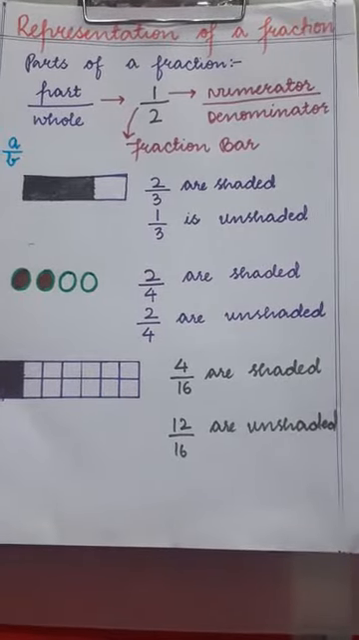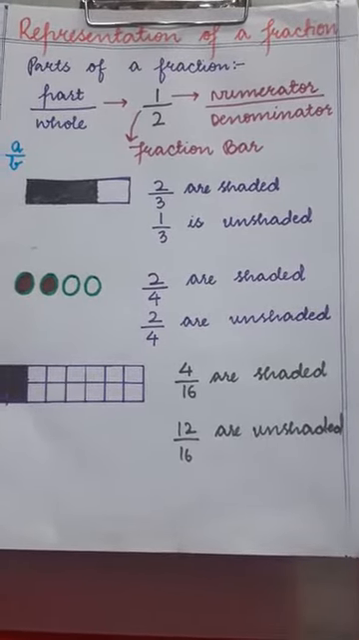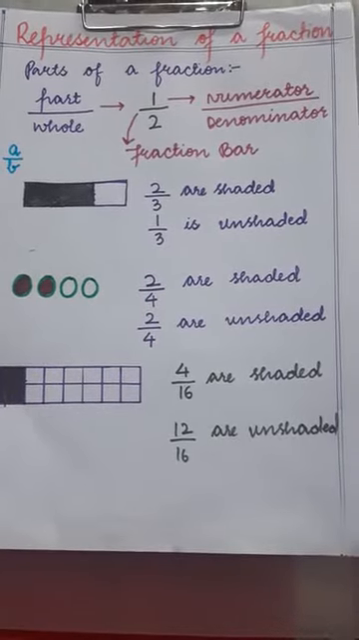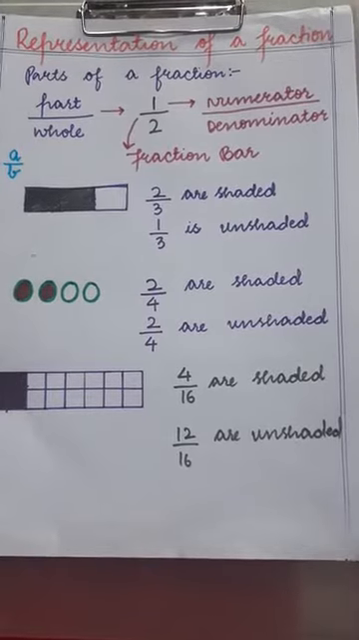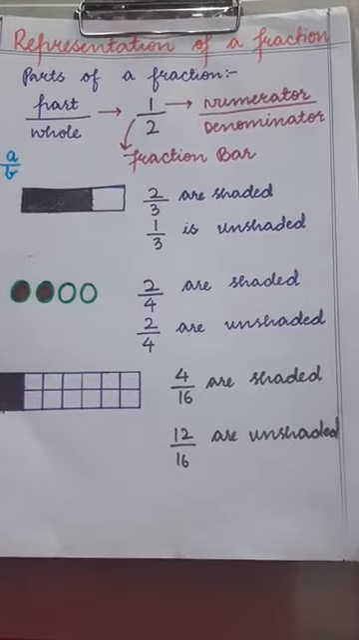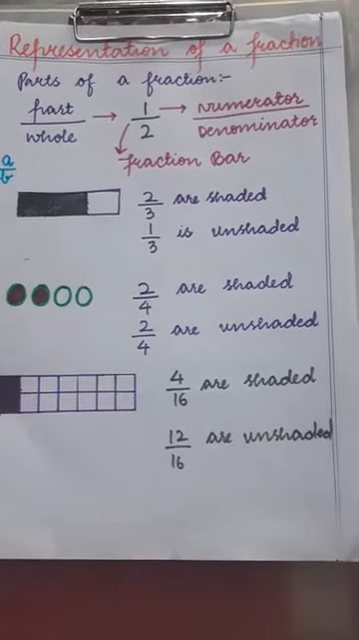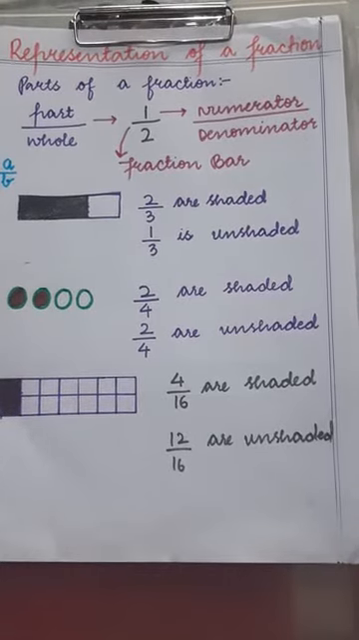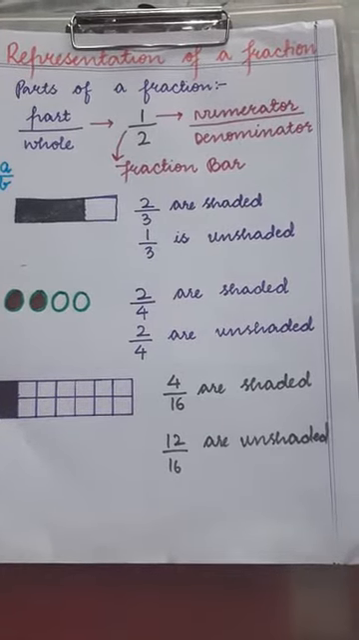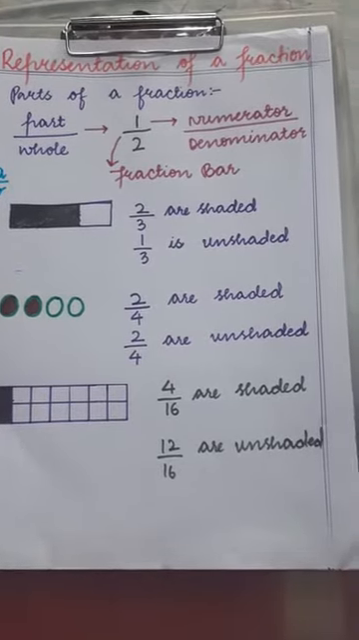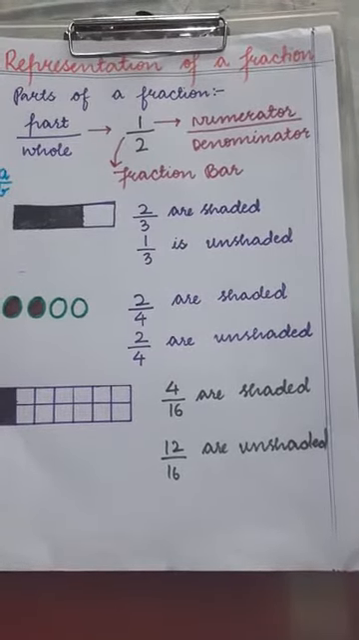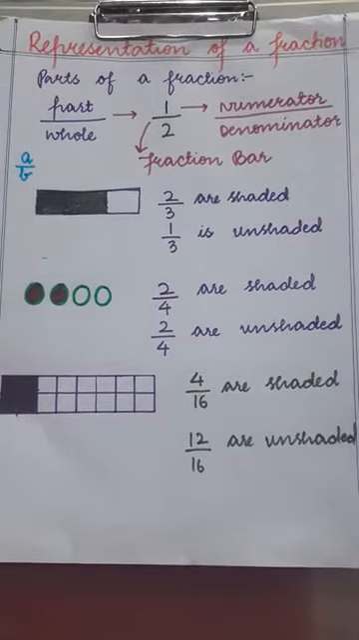What is a denominator? Denominator is the total number of equal parts into which the whole is divided. What is a numerator? Numerator is the number of equal parts which have been taken out or which have been left out.